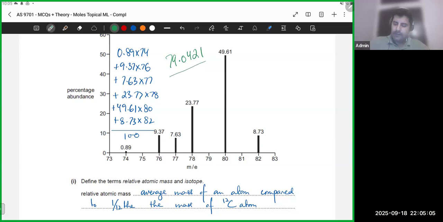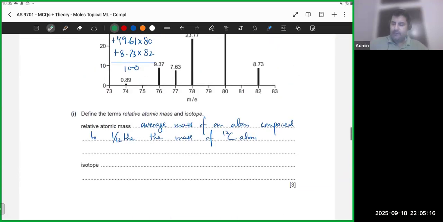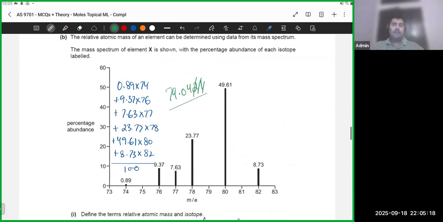उसकी बात भी फॉलो करनी है. I think he was talking about 2 decimal places. क्या कहा था उसने? I think he said 2 decimal places, right? So 79.04. Yeah, that's what our answer is.